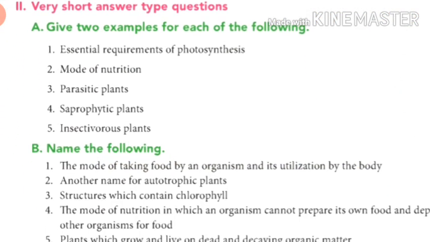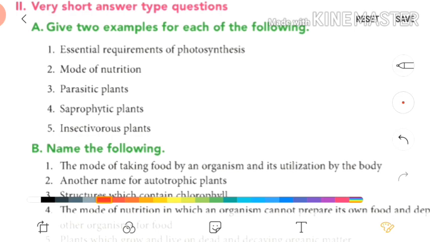Now two examples. First one, essential requirements of photosynthesis. So it is sunlight, chlorophyll, carbon dioxide, water. Right, these all are called as the essential requirements. Now second one, mode of nutrition. So there are two types of modes, autotrophic nutrition and heterotrophic nutrition.